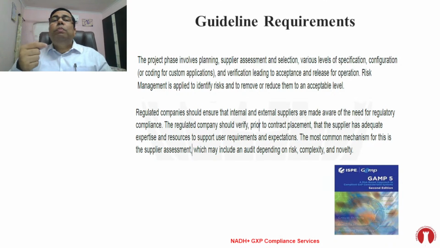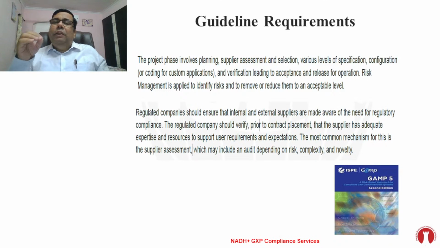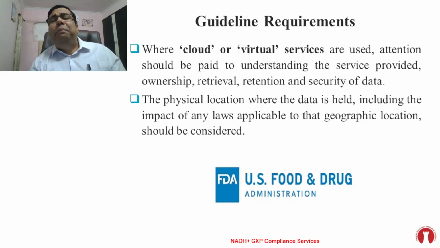It is nothing but you need to perform the supplier evaluation. The most common mechanism for this is the supplier assessment, which may include an audit depending on risk, complexity and novelty. So what parameters do you need to consider? You need to consider the parameters risk, complexity and novelty. Hope it is clear, and I purposely highlighted the key points so that you should not miss them. Correct? So this is the GAMP guideline, and there are some different expectations by FDA.